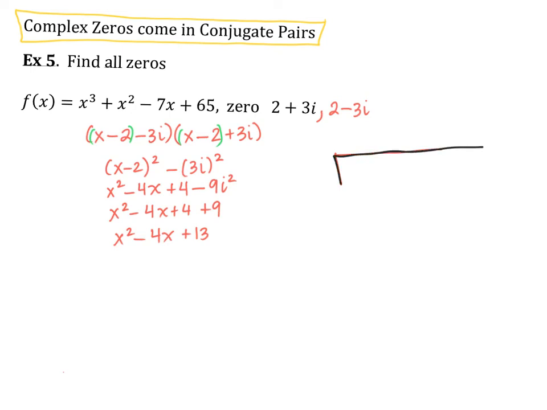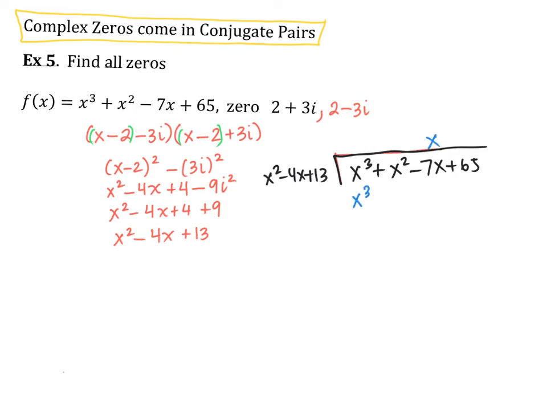That's a lot of red. Okay, x cubed plus x squared minus 7x plus 65, and I'm dividing by x squared minus 4x plus 13. The one advantage I have is that I should get a remainder of 0 because the polynomial came from the zeros. Okay, so x squared, to get x cubed, I need an x.